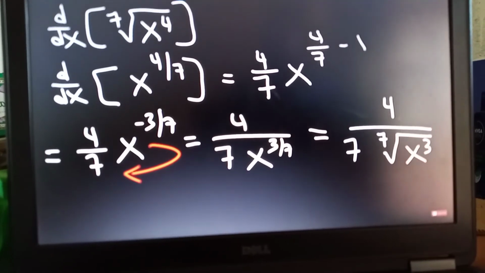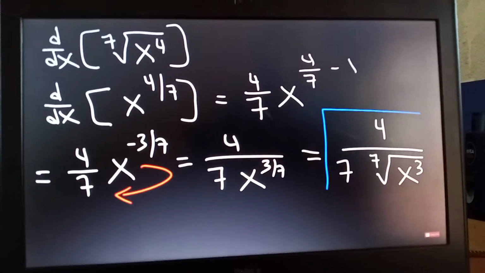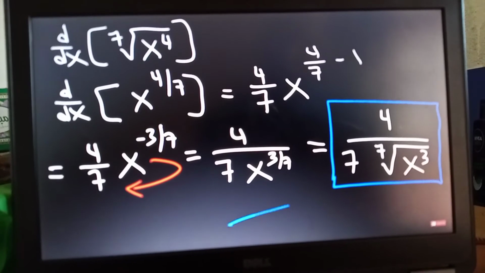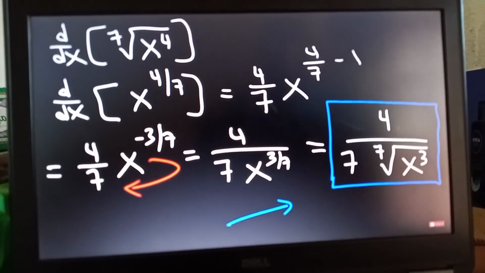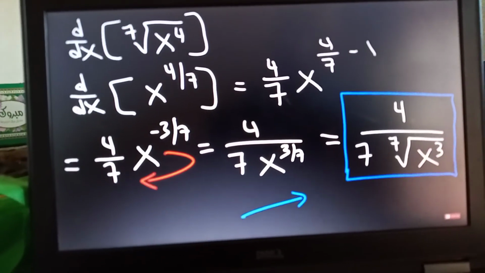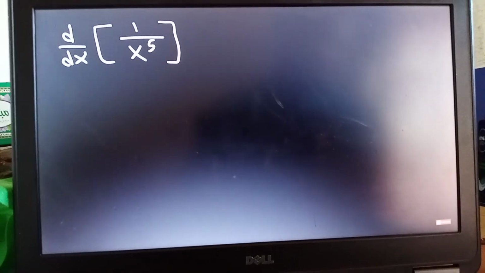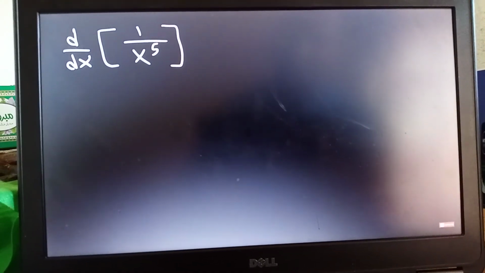Now, if you want to, you can rationalize the denominator, but I'm not going to worry about that in this example. So I'm going to leave the answer like this. And so that's how you can find the derivative of a radical function. Now, what about the derivative of a rational function, like this one? What is the derivative of 1 divided by x raised to the 5th power?